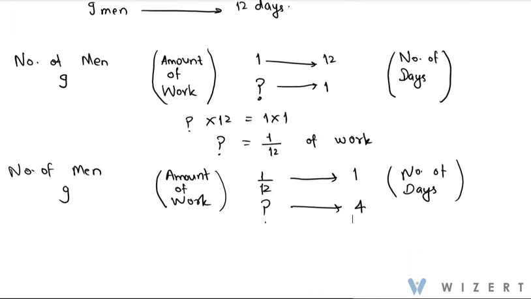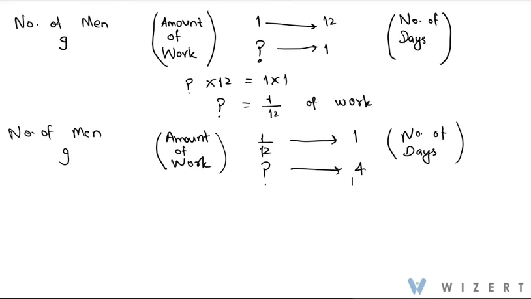So we have to make the number of days common as 4 days. So we are finding how much work is being done in 4 days. So the amount of work being done in 4 days multiplied by 1 is equal to 1 by 12 multiplied by 4. Now this can be cancelled out. 4 ones are 4, 4 threes are 12. So the amount of work being done in 4 days is 1 by 3. That is 1/3 of work is being done in 4 days by 9 men.